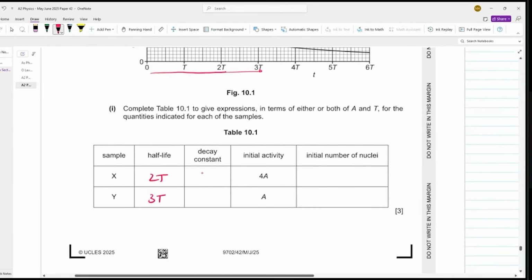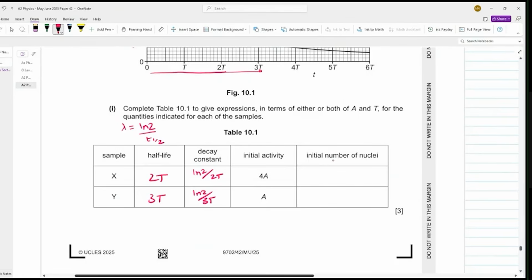Now you have to calculate the decay constant. How do we calculate the decay constant? ln2 divided by half-life. Can we do that? Yes or no? Easiest possible thing on this planet Earth. ln2 divided by 2T for X, ln2 divided by 3T for Y.